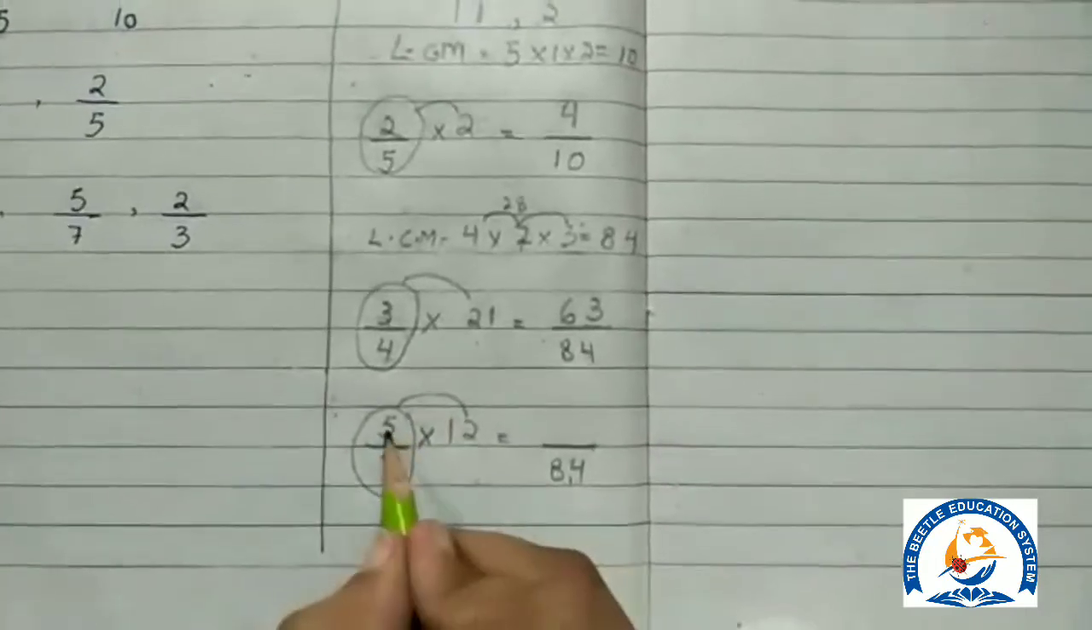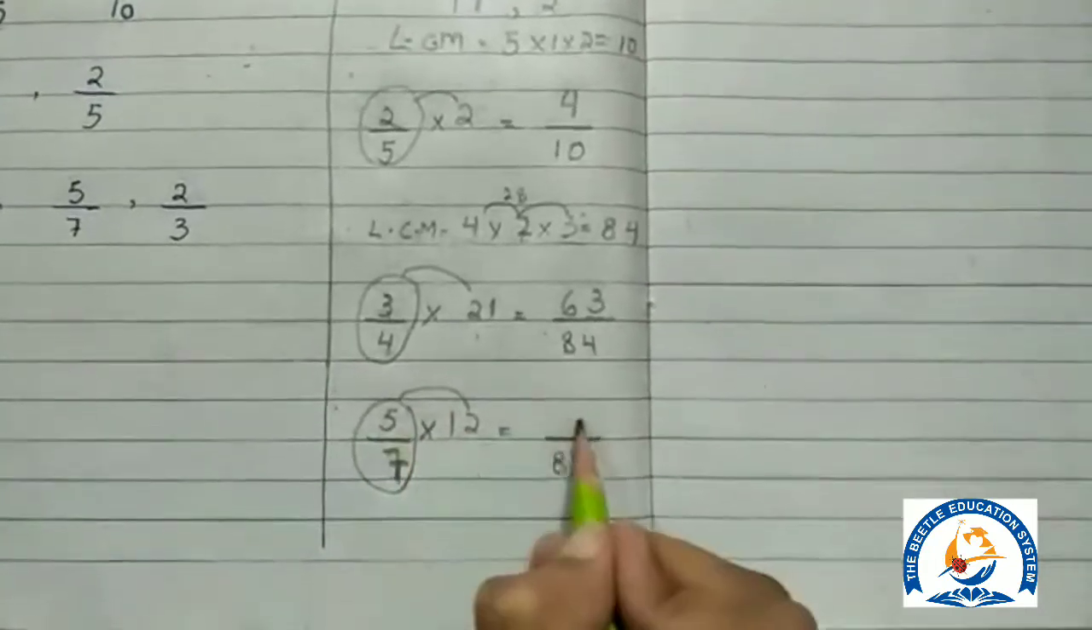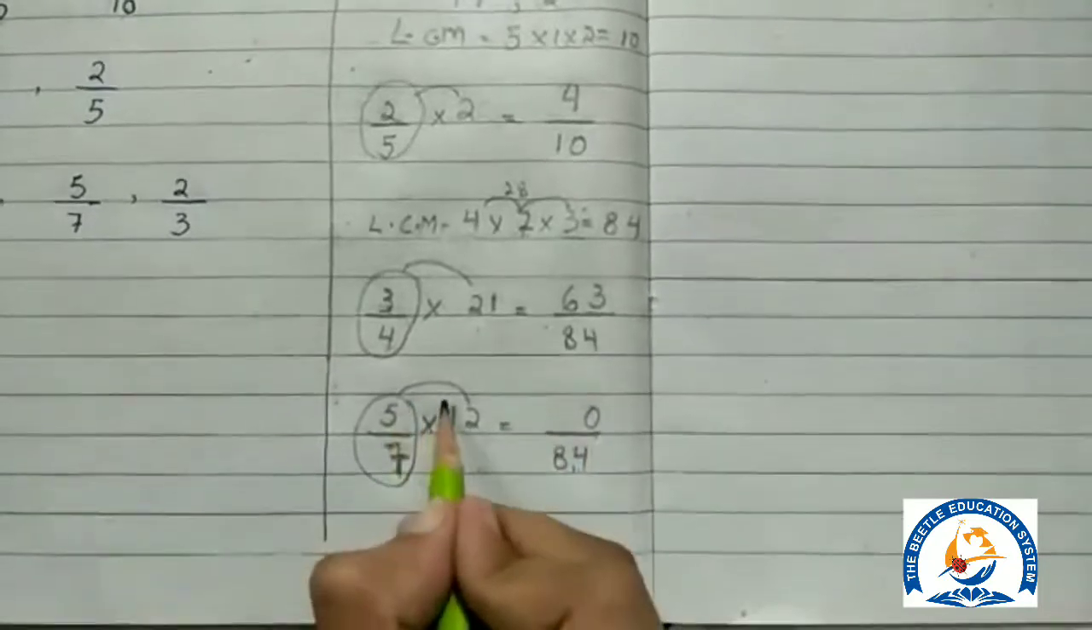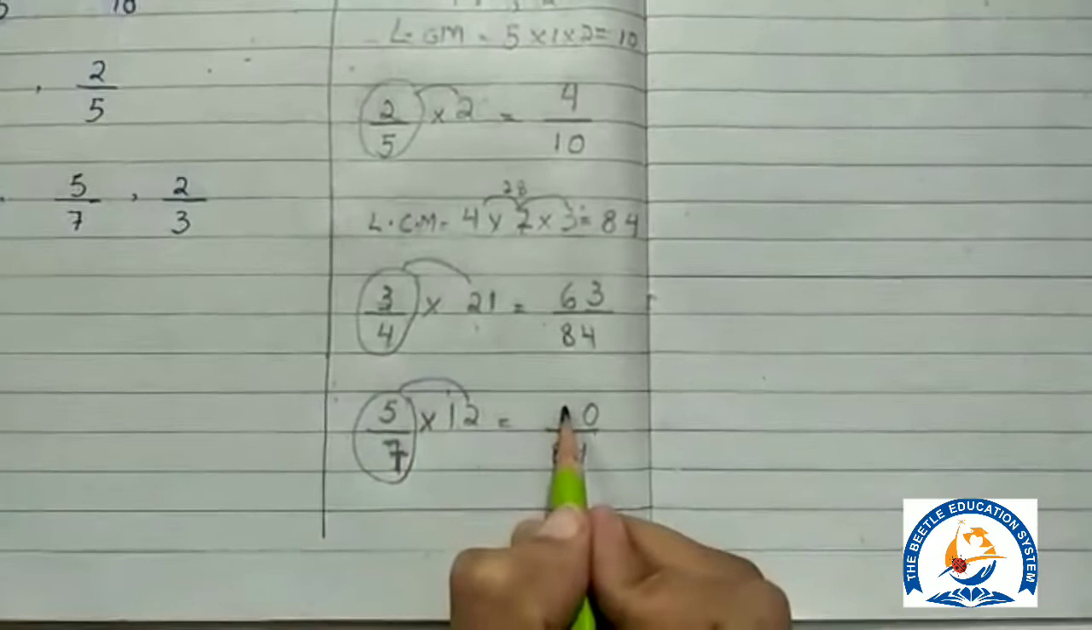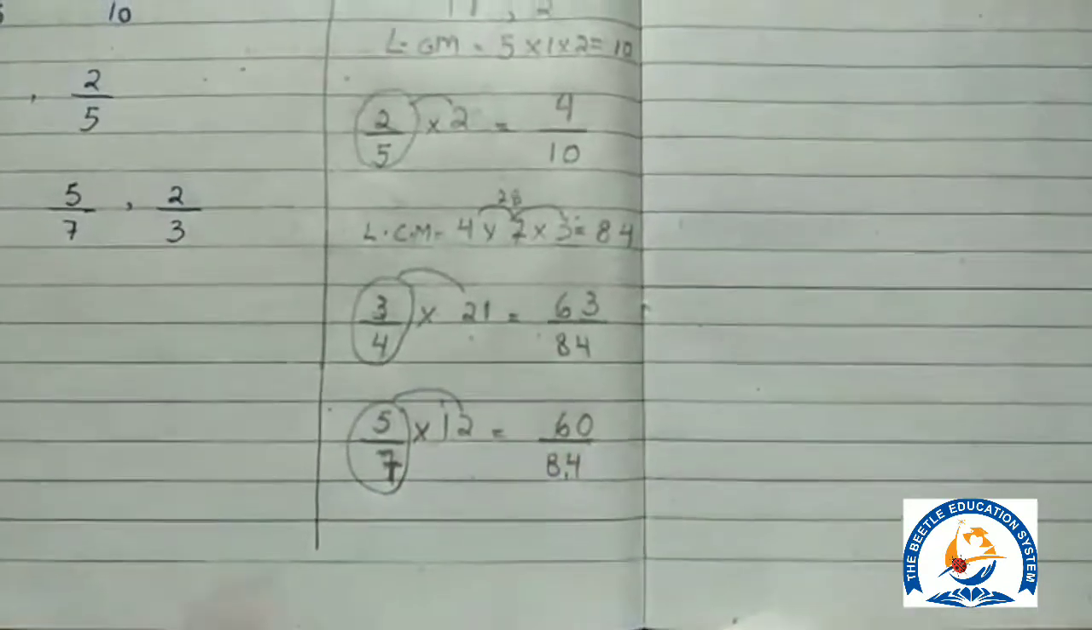5 times 12 will be multiplied. 5 two times is 10, 0 here, 1 is here. 5 one time is 5 plus 1 is 6, 60. Now come to the third fraction, which is 2 upon 3.